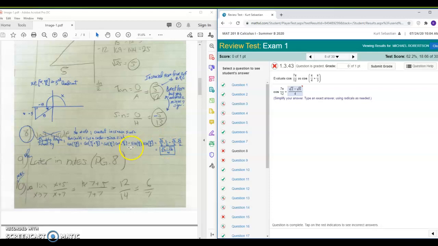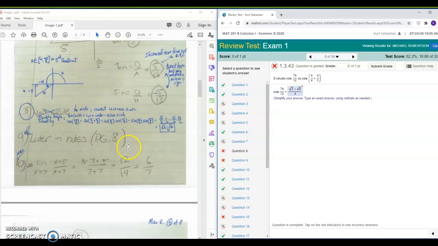And then minus sine of pi over 4 times sine of pi over 3. So sine of pi over 4 is also root 2 over 2, but sine of pi over 3 is root 3 over 2. So the denominator is 4 for both of those. So root 2 times 1 is root 2, and then minus root 2 times root 3 is root 6. So it was just a matter of understanding that you need to know this identity and use it. That makes sense?